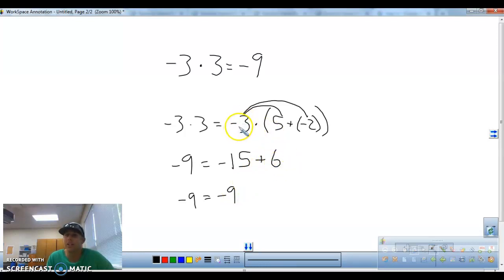Well, look back. We had negative 3 times positive 5, we got negative 15. The only other thing we had to do was take negative 3 times negative 2. And we get positive 6. A negative times a negative gets you a positive. 3 times 2 is 6. Okay, that's showing you why the 2 negatives make a positive.